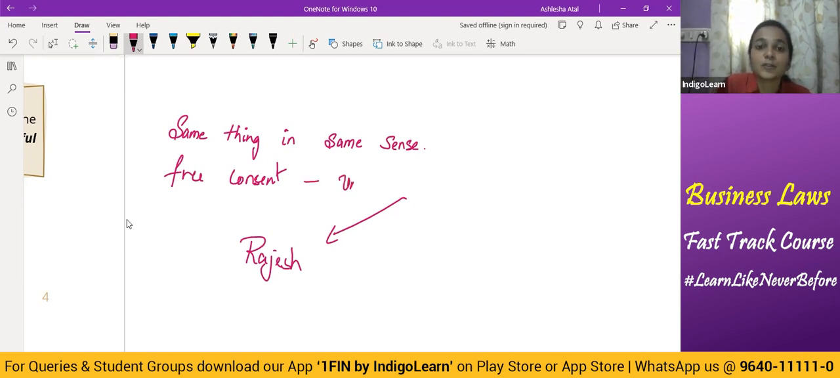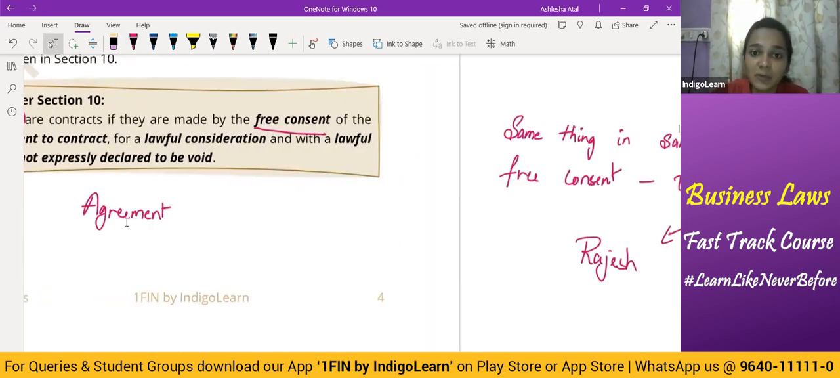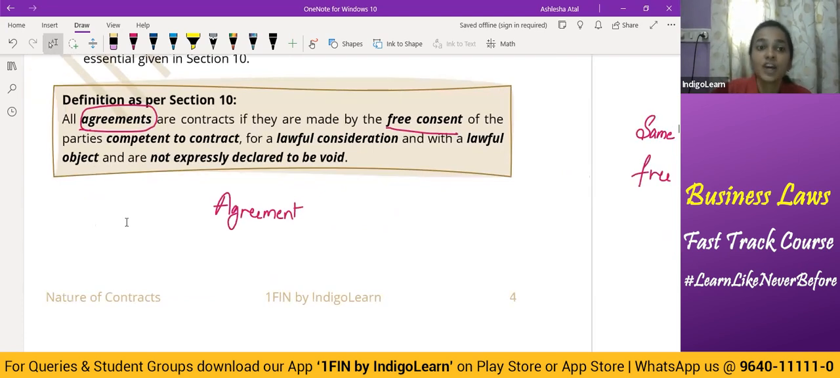So we have till now understood 2 essential elements as per section 10. One is agreement, the other is free consent. So all agreements are contracts if they are made by free consent of the parties who are competent to contract. So for a person to enter into a contract, he should also be competent to contract. Competent to contract means what? He should be capable of entering into a contract. So who is capable of entering into a contract? You tell me, who is capable of entering into a contract?